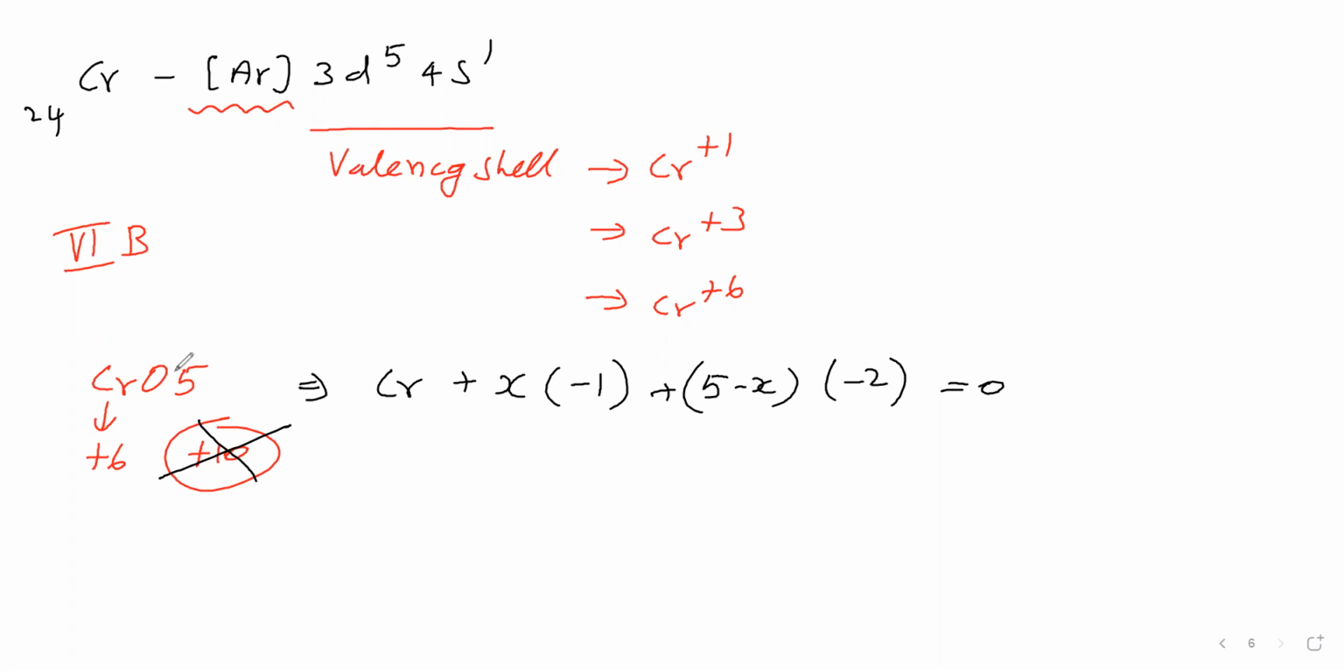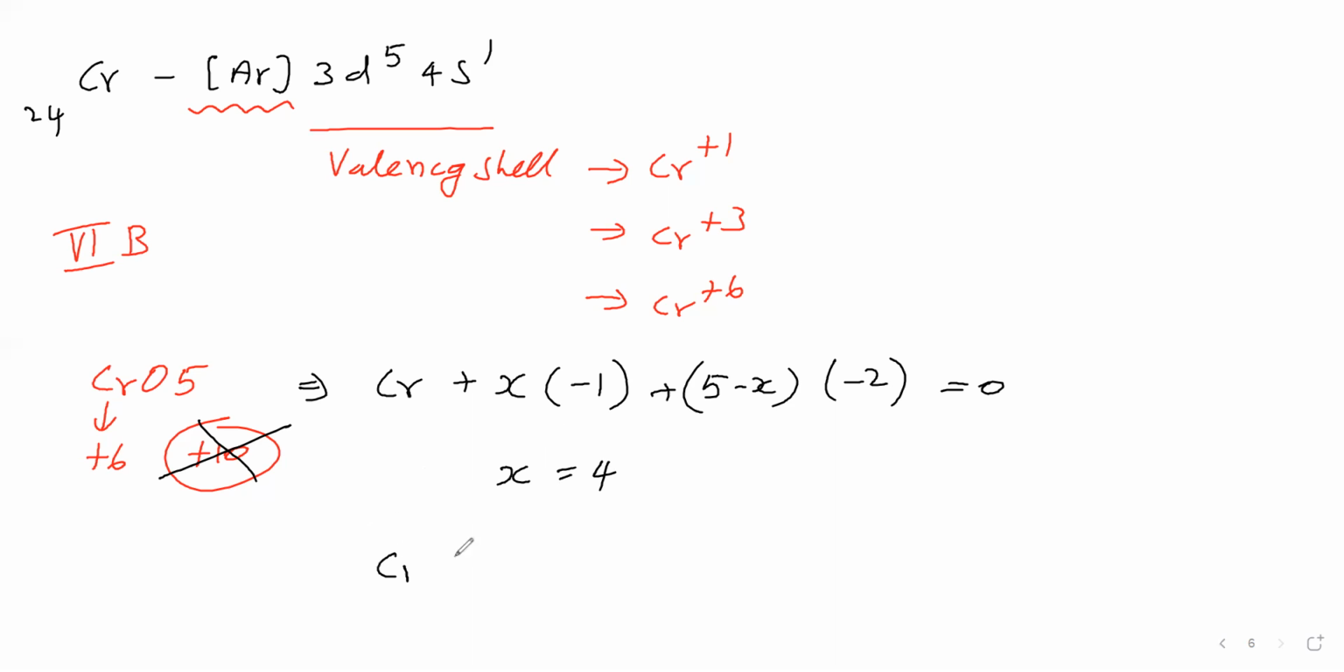Why not superoxides? Superoxides means alkali metals and alkaline earth metals. So here some of the oxygens carry -1 oxidation number. How many oxygens carry -1 oxidation number? Suppose X. X number of oxygen atoms carry -1 oxidation number. The remaining oxygens, that is 5 minus X, carry -2 oxidation number. Now we will find X. X is equal to 4. That means 4 oxygens carry -1, and the remaining 1 oxygen carries -2.